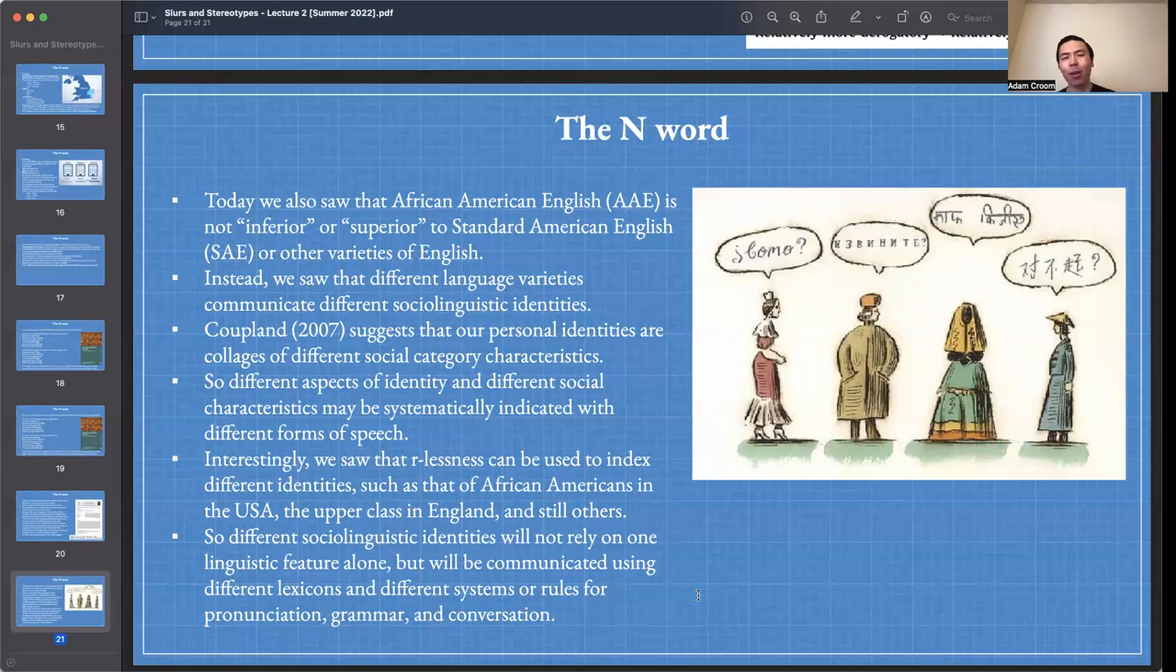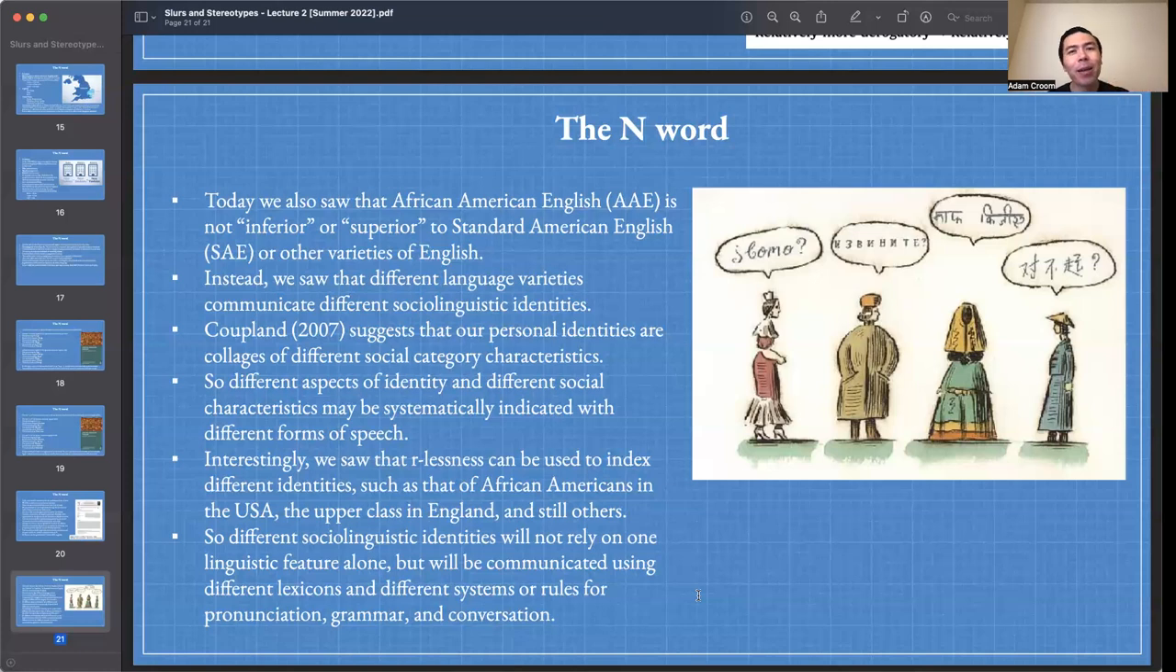Interestingly, we saw that R-lessness can be used to index different identities, such as that of African Americans in the USA, the upper class in England, and still others. So, importantly, different sociolinguistic identities will not rely on one linguistic feature alone, but will be communicated using different lexicons and different systems or rules for pronunciation, grammar, and conversation.